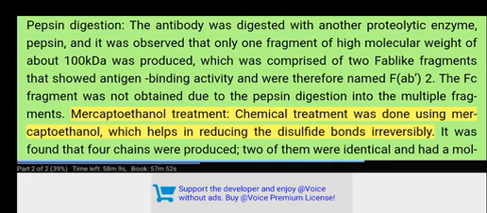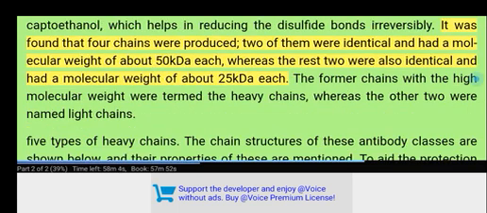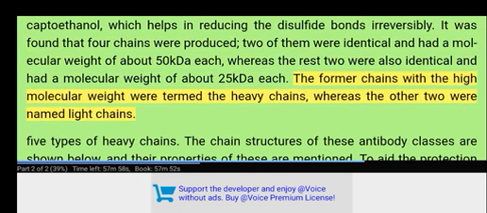Mercaptoethanol treatment. Chemical treatment was done using mercaptoethanol, which helps in reducing the disulfide bonds irreversibly. It was found that 4 chains were produced. 2 of them were identical and had a molecular weight of about 50 kDa each, whereas the other 2 were also identical and had a molecular weight of about 25 kDa each. The former chains with the high molecular weight were termed the heavy chains, whereas the other 2 were named light chains.